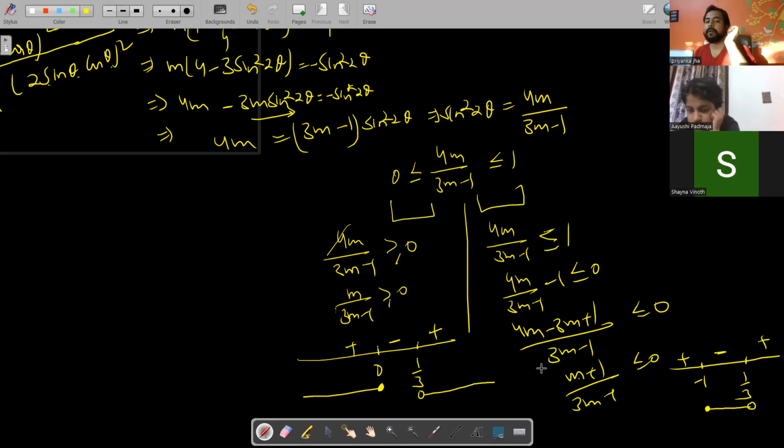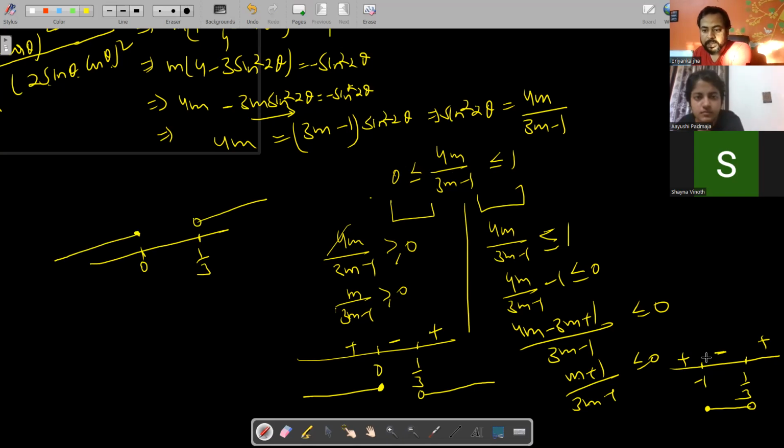So hollow circle. Now you have to take m that is common to both the cases, because this has to satisfy both the conditions. According to the first situation, m lies between 0 and either more than 1 by 3 or less than 0. But as per the second situation, m has to lie between minus 1 to 1 by 3. So now you can see this is not included.